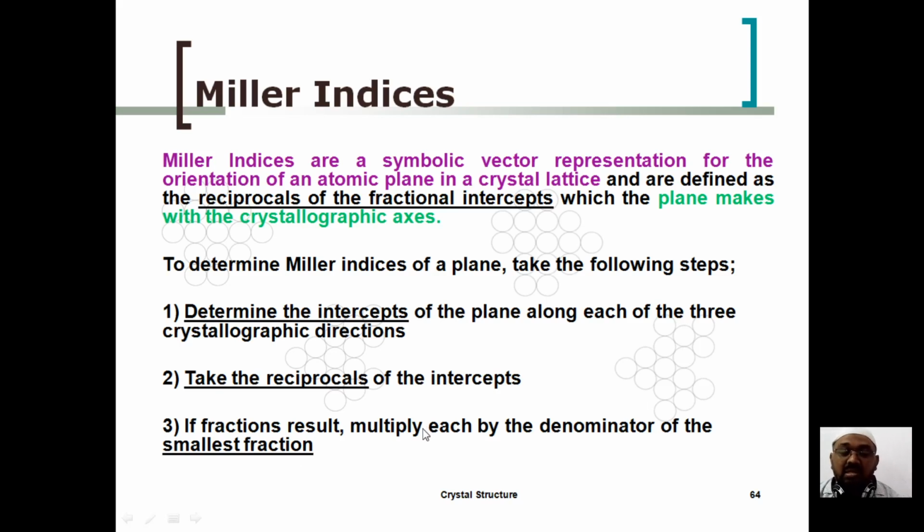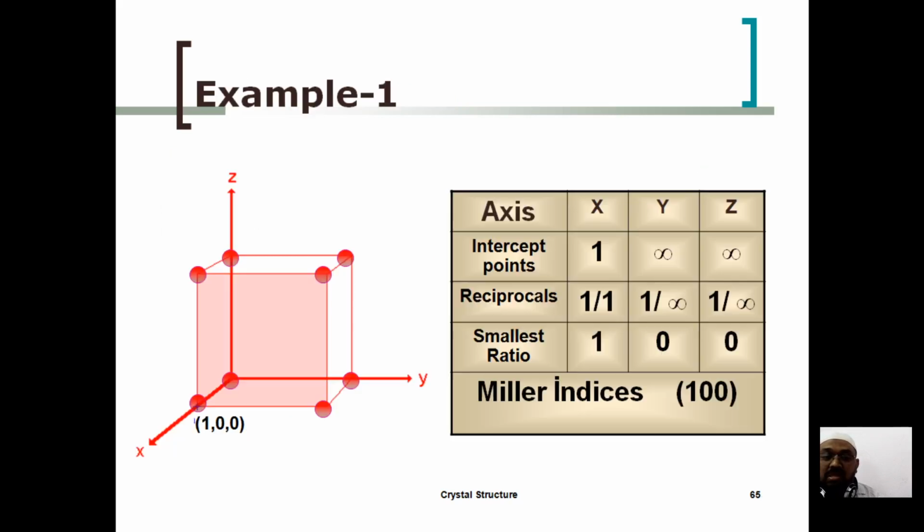These Miller indices are not represented with commas, they are represented only with the numbers. If you represent these values with commas, that is not called indices, but they will be considered points. For example, 1 comma 0 comma 0 is a point. When you see Miller indices, they are not separated with commas. Why? Because they represent planes.